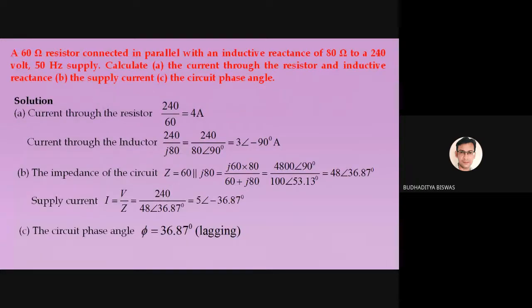You'll see we need to do the numericals, and in these numericals every time we need to convert, like this one, 60 plus j 80. So we need to convert it, and after converting we will get the R value as 100, theta value is 53.13 degrees. Then only we can do the division. Otherwise in this particular expression we are not able to do the division. So next we will go for this one.